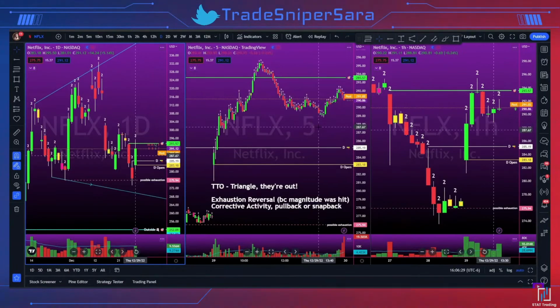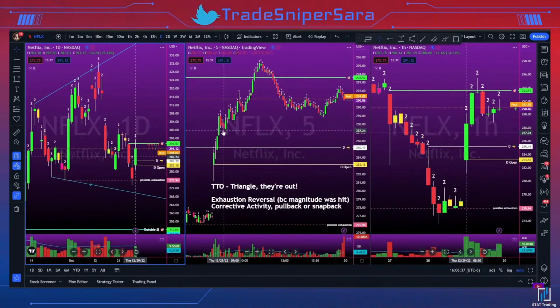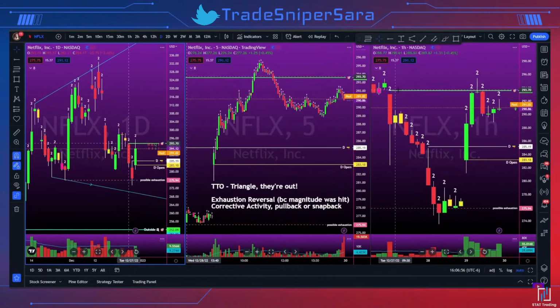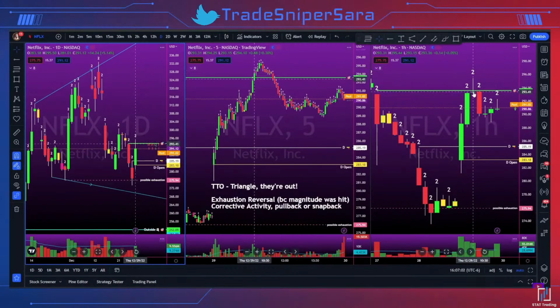So I would like for you guys to think of it as, if you haven't hit your daily target, these little pullbacks or TTOs are just corrective activity and an opportunity for you to get in and ride up to your target. So here's the 5-minute chart, and then over here is the 1-hour chart. And you can see when we triggered the day, we just went straight up, and then we hit our daily magnitude, right? So that's when we're at exhaustion risk, because we hit our daily target over here of 293.57.